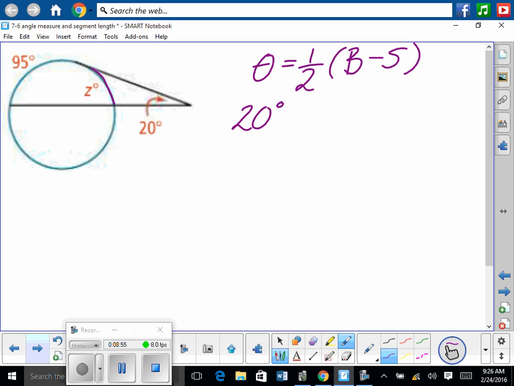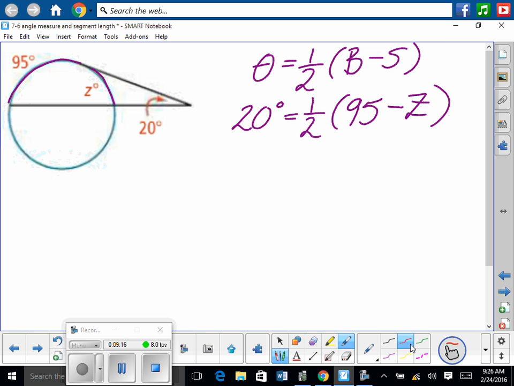Is everybody comfortable with what I'm doing here? I'm plugging in what I know. So that's equal to 1/2 times the big arc, which is 95, minus the small arc, which is Z, right? And now isn't it just algebra to solve for Z? Okay, we've got to be able to do algebra correctly.